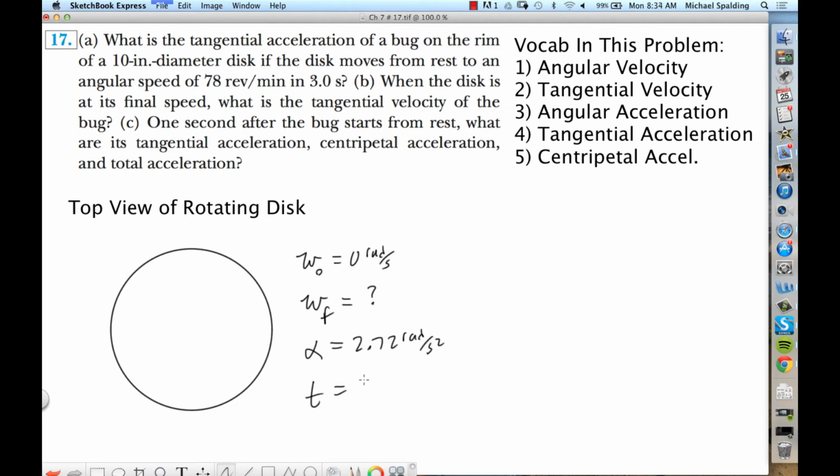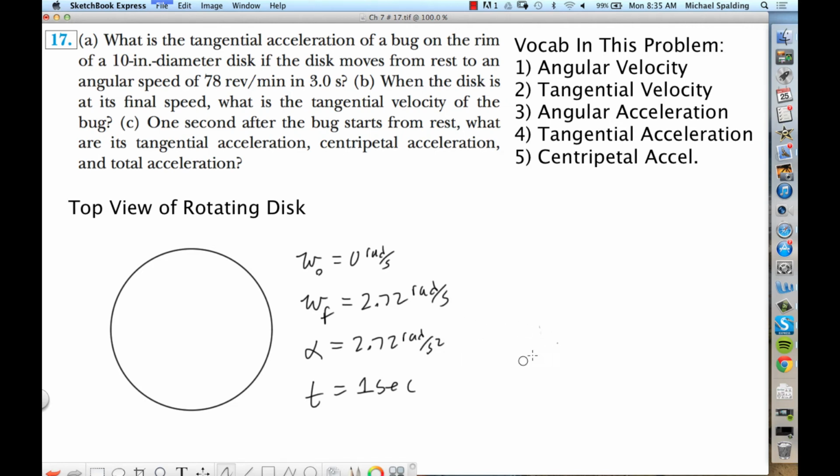So now they're telling us we're focusing at t equals 1 second. Okay? So what's the angular velocity going to be at t equals 1? Here's your angular acceleration, 2.72 radians per second squared. What does this mean? 2.72 radians per second every second. So what's going to be the angular velocity at 1 second? 2.72 radians per second.